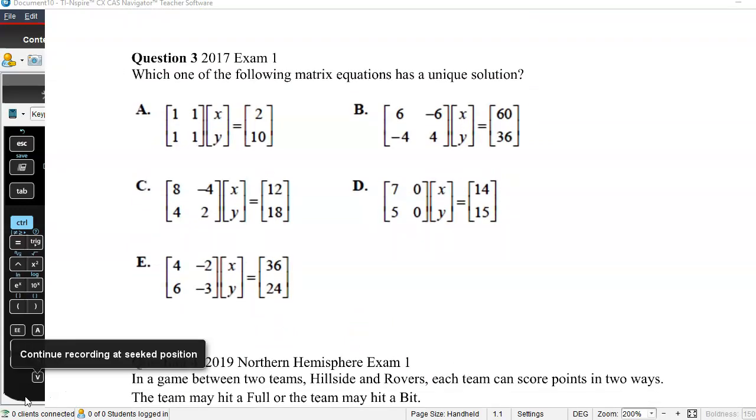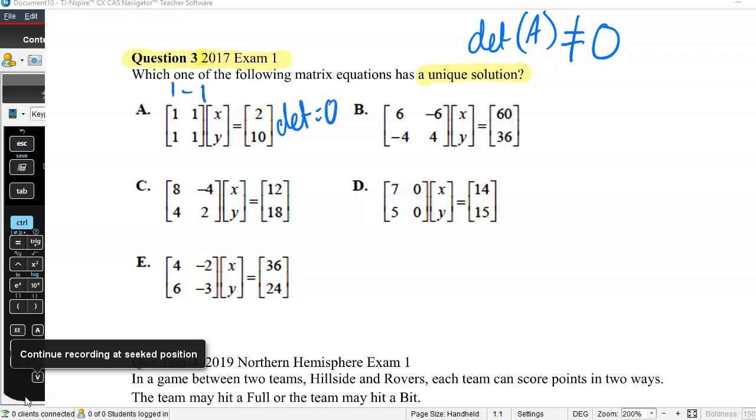Okay, so we're here with the 2017 exam, question 3, so an easier question. Which one of the following matrix equations has a unique solution? A unique solution. So that means we're looking for where the determinant is not equal to 0. So let's go through. 1 times 1, take away 1 times 1. Well, that's equal to 0, isn't it? Determinant equals 0. Yep. Because that's 1, take 1.